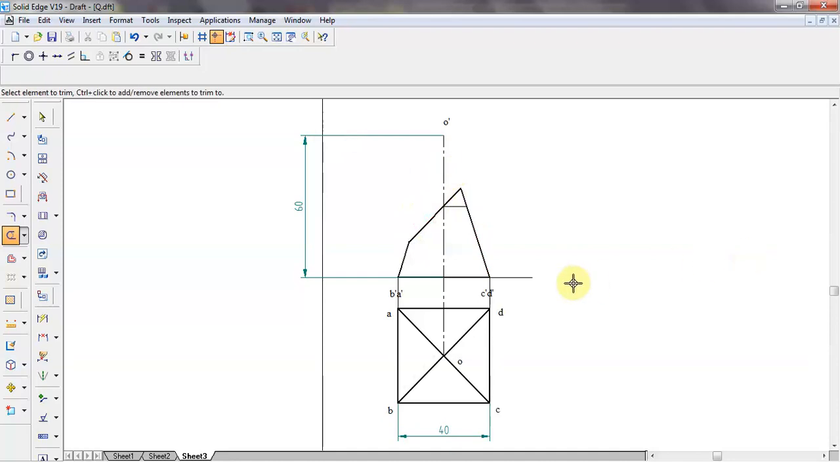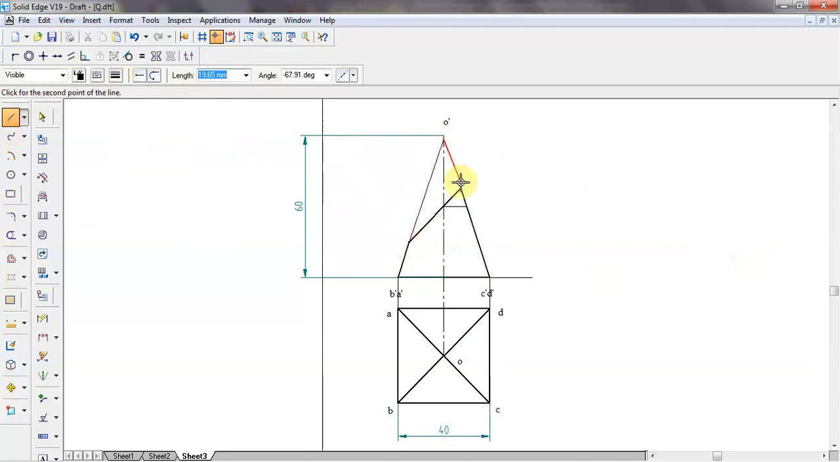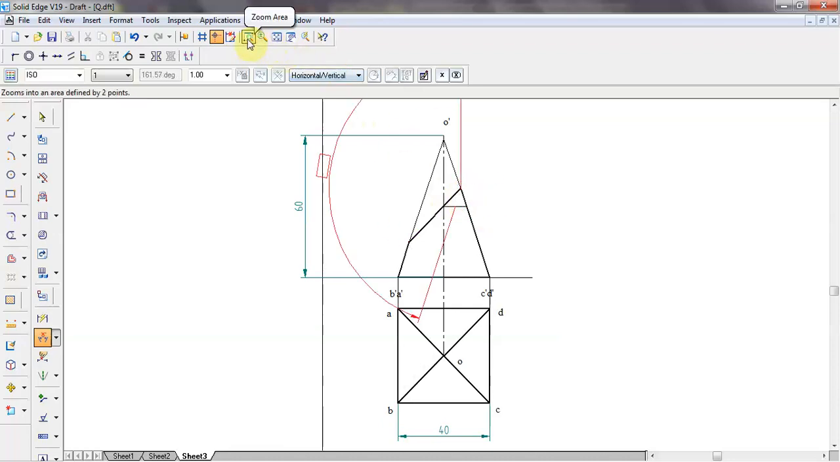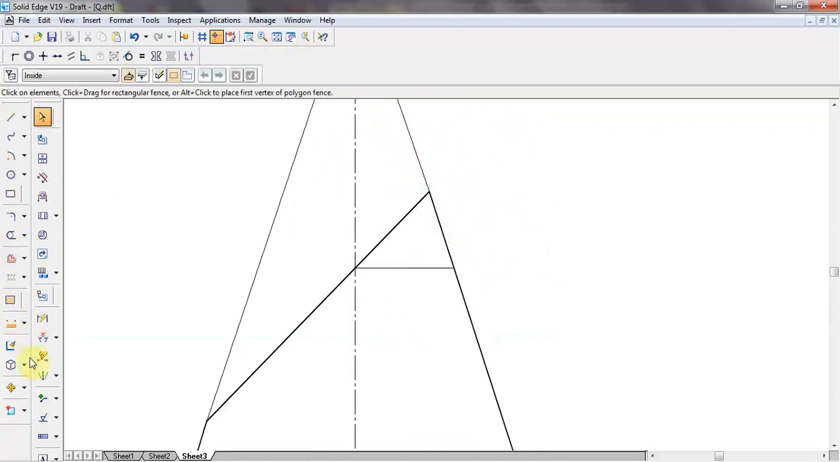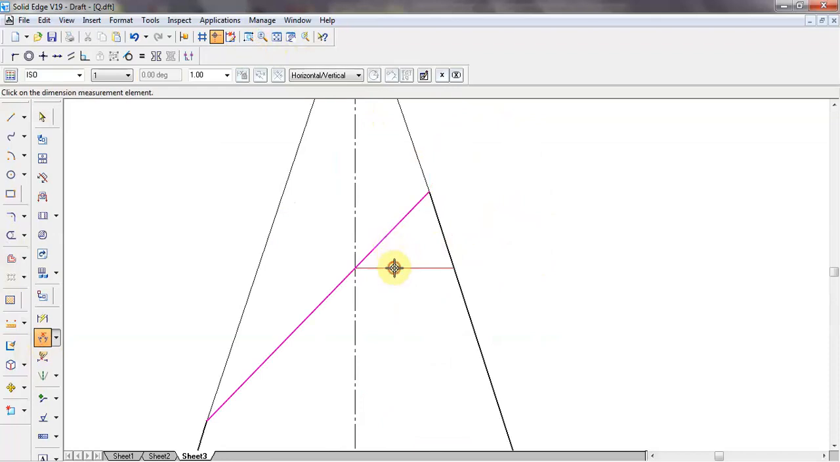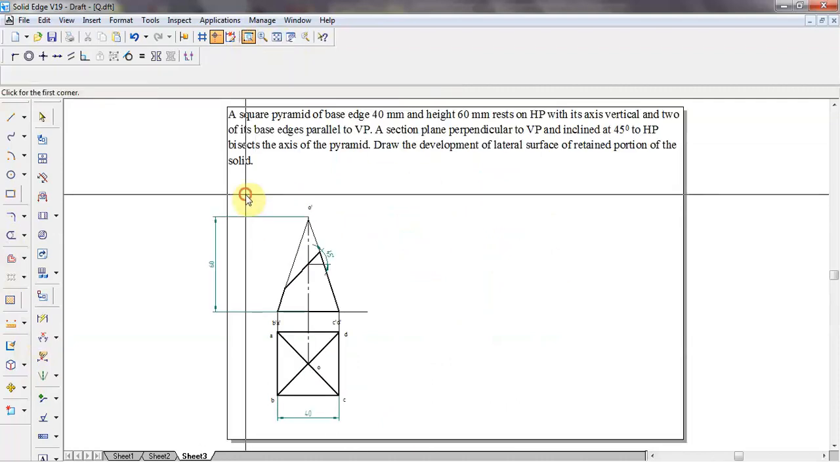So this is a retained portion. So the other portion is taken off. This is the removed portion. So the angle is 45 degree. So this angle is 45 degree. So you can see this one, this is 45 degree.